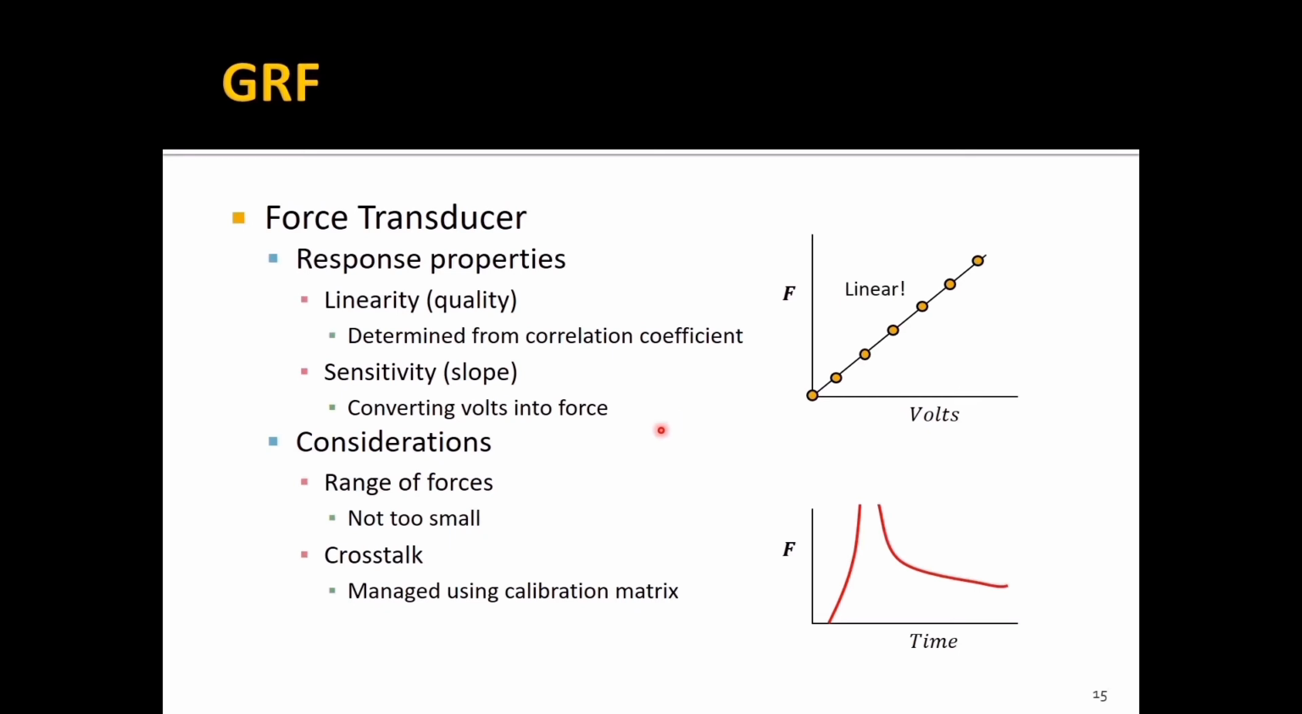And there are also two important considerations. The first one is range of forces. This range of forces should not be too small. Otherwise, as you can see here, a high value of force cannot be measured. And crosstalk as well. And this one needs to be managed using calibration, the matrix provided by the manufacturer company.